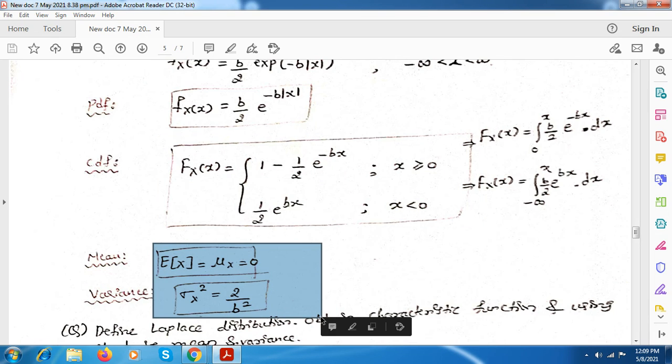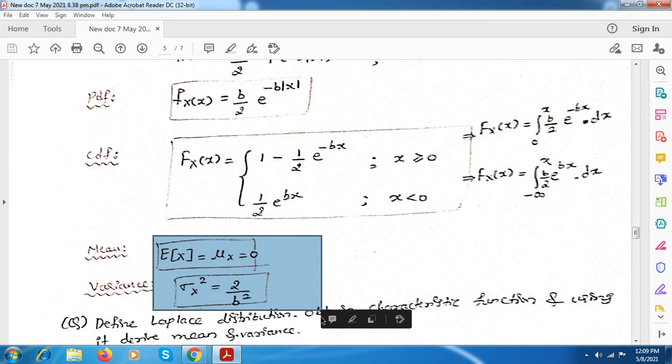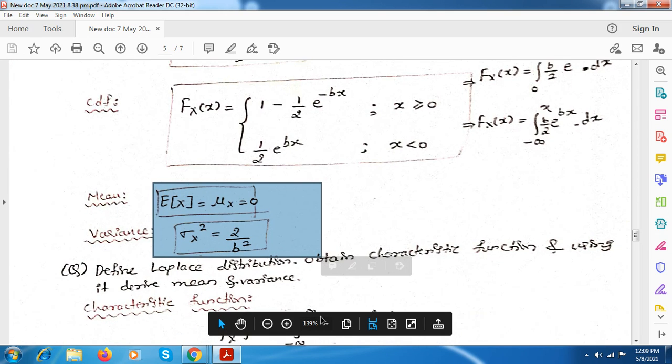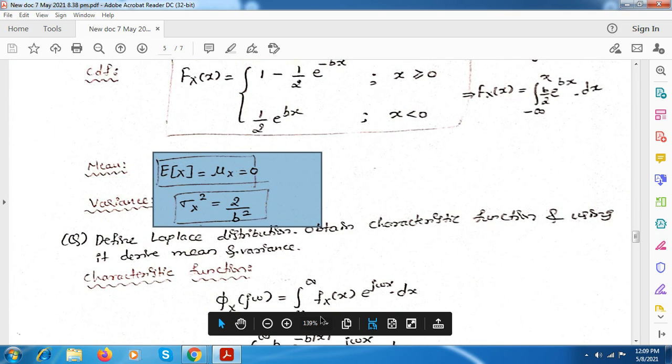Take down these equations. Mean value mu x is equal to 0 and variance sigma x square is equal to 2 by b square. So if they ask you to define the Laplace distribution using PDF and CDF equations, you have to define it, obtain the characteristic function, and using it derive the mean and variance. Next we will see the characteristic function for the Laplace distribution.